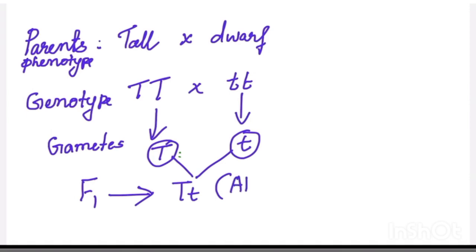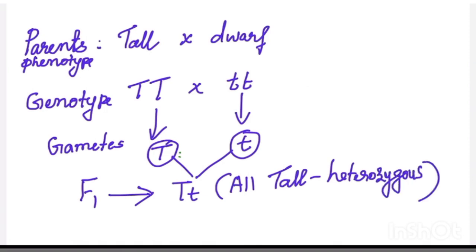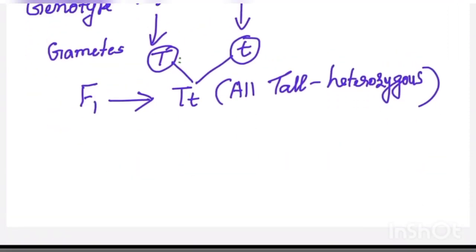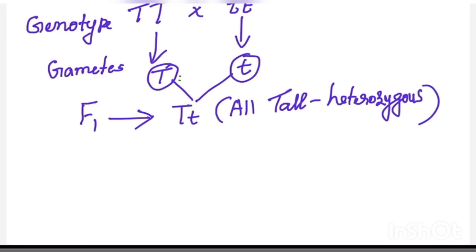What are they? Capital T and small t. And F1's genotype is capital T, small t. Here capital T is dominant, so all are tall, but they are heterozygous. Parents were homozygous, but this tall is heterozygous. Therefore, if homozygous tall and dwarf are crossed, F1 will all be tall, but heterozygous. To get the F2 generation, we have to do selfing of F1.